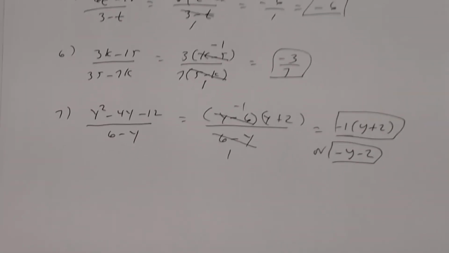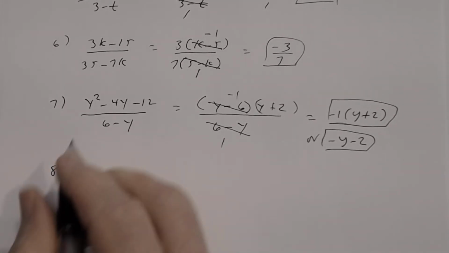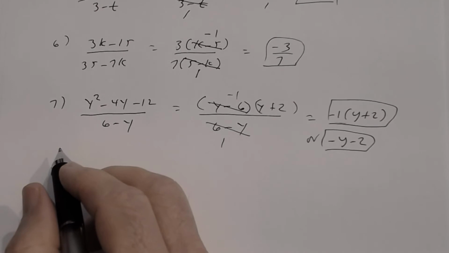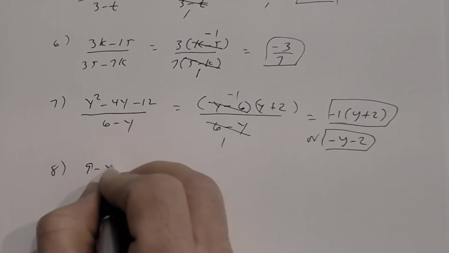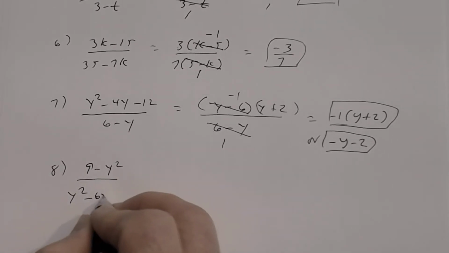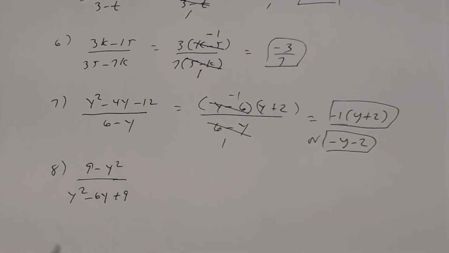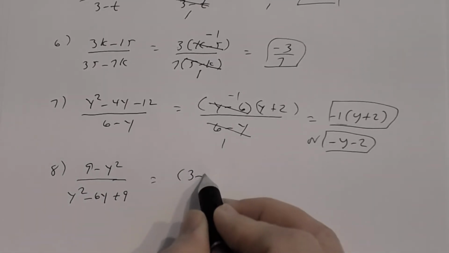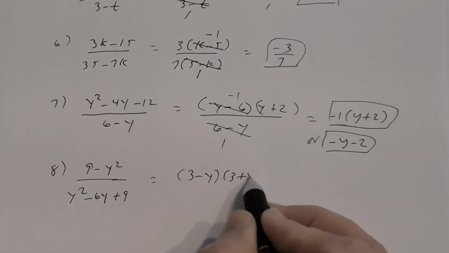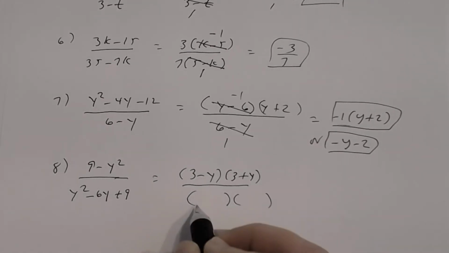Okay? Number 8, let's suppose we had, let's go ahead and do this one. 9 minus y squared divided by y squared minus 6y plus 9. All right, so the numerator, that's the difference of two squares. So I can get 3 minus y times 3 plus y. The denominator, I can factor as two binomials. In fact, that's a perfect square trinomial.